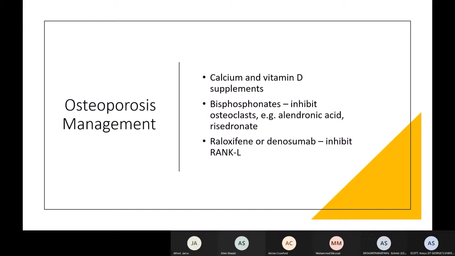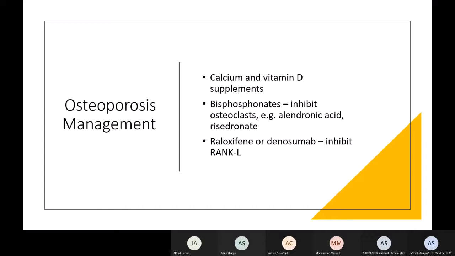So in terms of managing osteoporosis, you're going to check their calcium and vitamin D and make sure you give them supplements if they need it to replace it. And then first line management is bisphosphonates, and they inhibit osteoclasts. And osteoclasts, I remember, osteoclast crash bone, osteoblast spill bone. So osteoclasts are involved in breaking down bone. And some names just for you to remember: alendronic acid and risedronate.